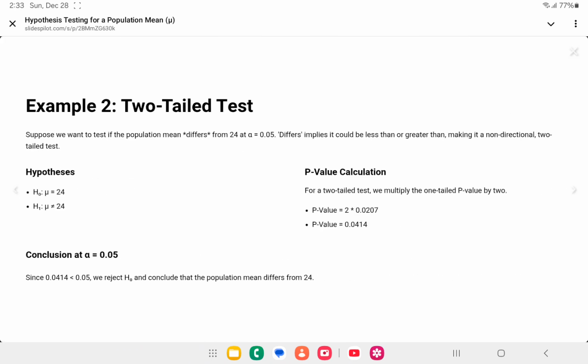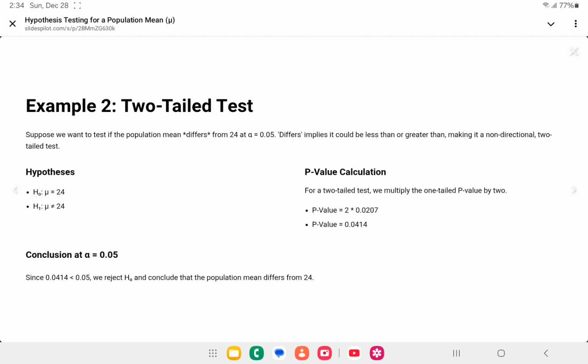Next, suppose we want to test if the population mean differs from 24 at alpha equals 0.05. Since differ or different could either be less or greater, this is referred to as a two-tailed test or a non-directional test. And the alternative hypothesis is written as mu not equal to 24. The p-value for the two-tailed test will be 2 times the one-tailed p-value because the one-tailed p-value is mirrored in the other tail of the distribution. And since the p-value is less than alpha, we will reject the null hypothesis and say we have enough evidence to conclude that the population mean differs from 24 at alpha equals 0.05.